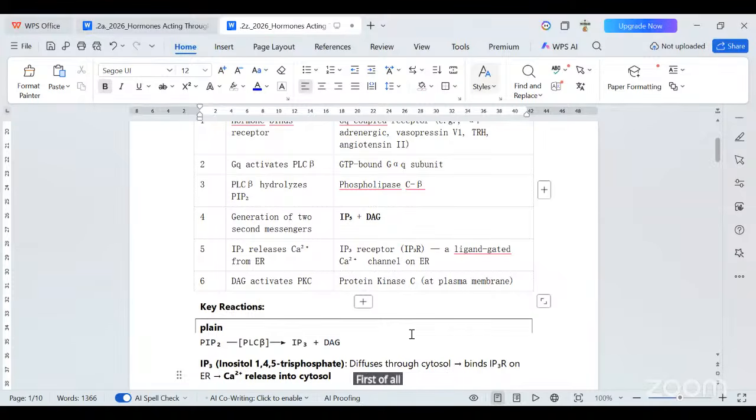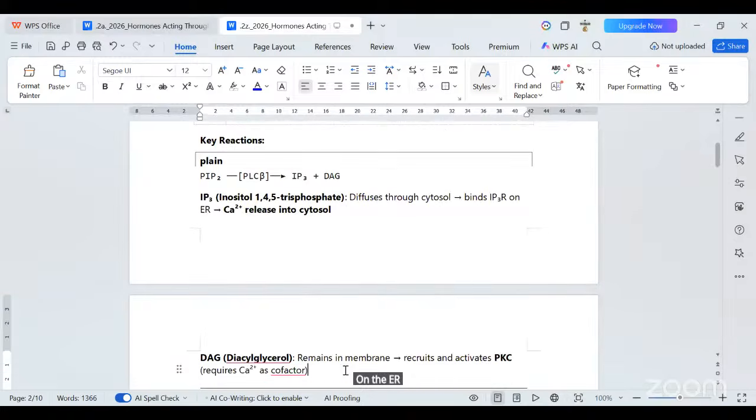Phosphoinositol phosphates. This is a one-line equation of how it happens. IP diffuses through the cytosol, binds through IP3R on the ER, and releases calcium into the cytosol. Then DAG remains in the membrane, activates PKC, which requires calcium as a cofactor.